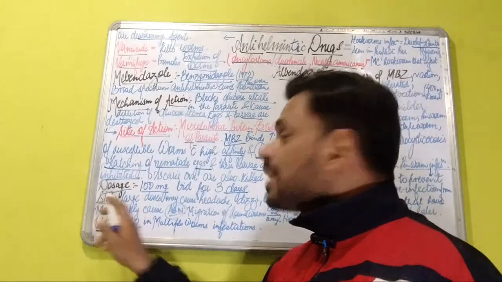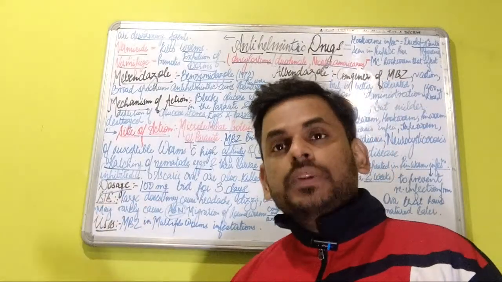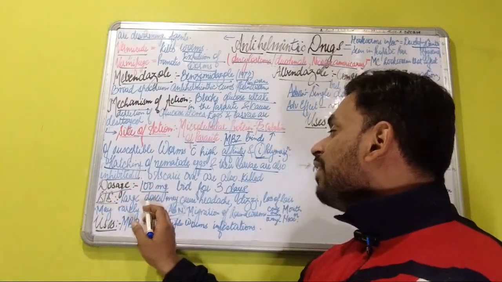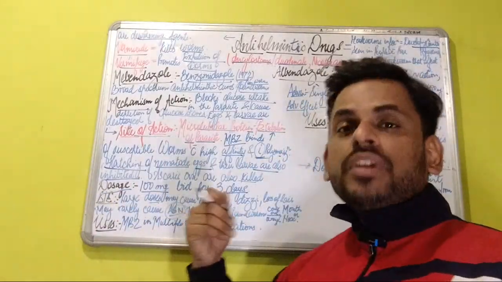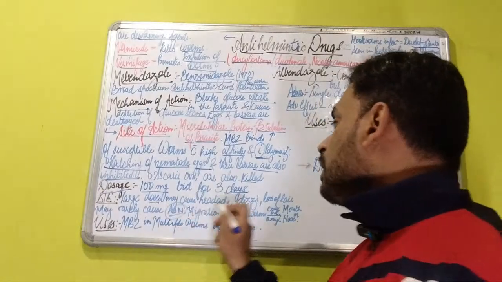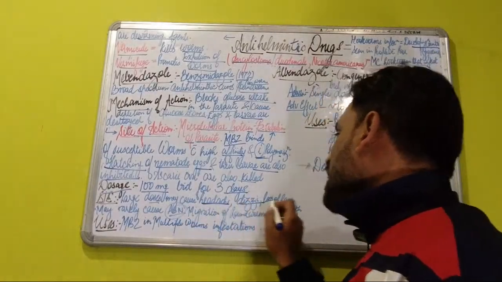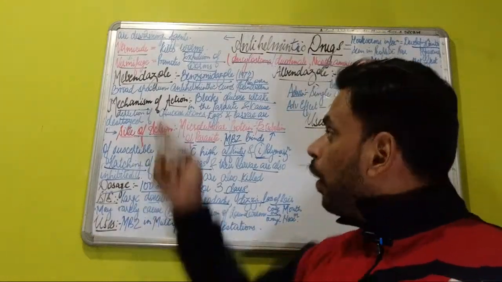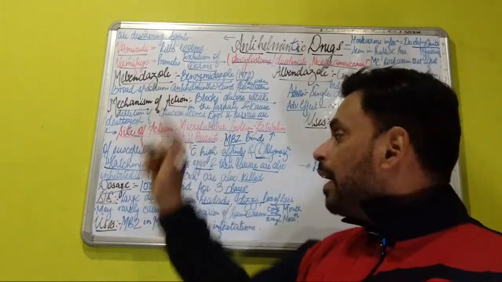And when we look at the side effects of mebendazole, the anti-helminthic drug, it is given in large doses, and it may cause a little bit of headache, dizziness and loss of hair. So such side effects can be seen on administration of mebendazole.